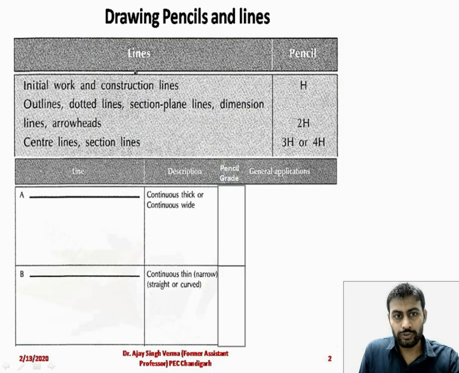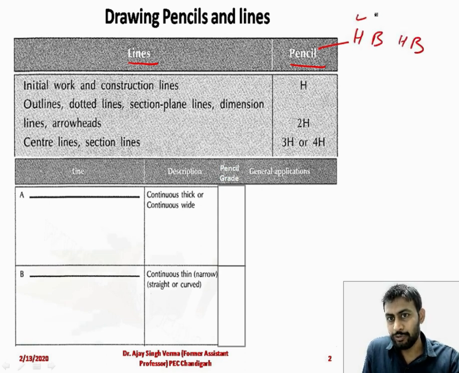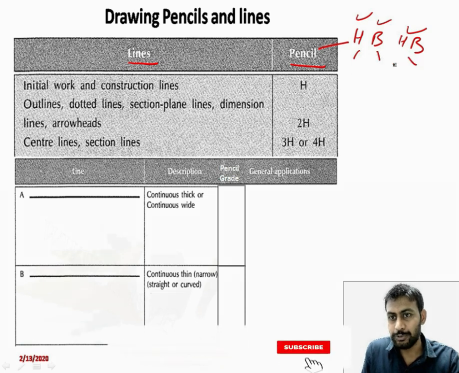On the screen, students, you can see the lines and their pencils. We already talked about that in our previous lectures. There are three types of pencils: H, B, and HB. We will also discuss in this lecture where we use H, where we use B, and where we use HB. H is the harder grade, B is the softer grade, and HB is the medium grade.